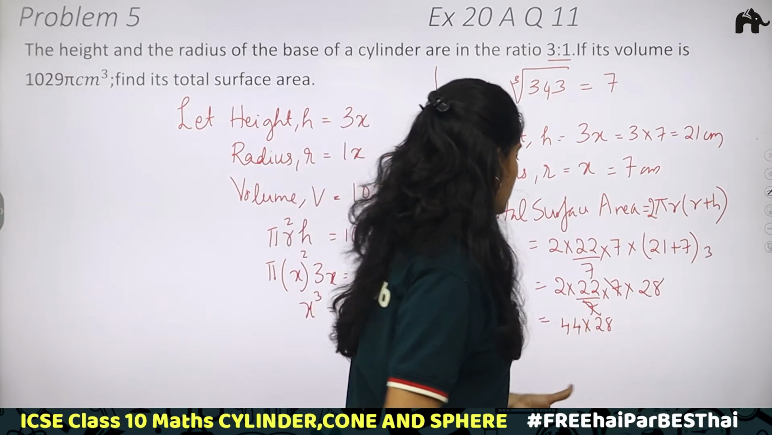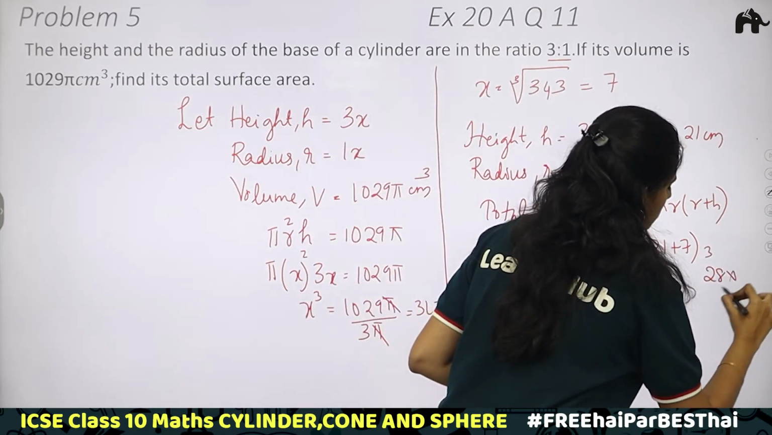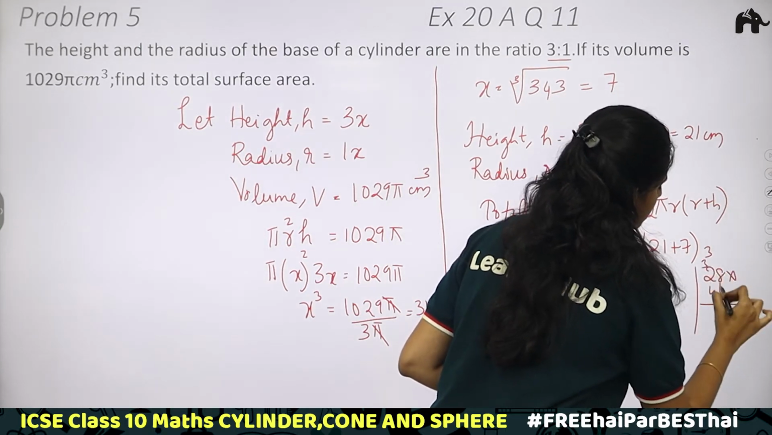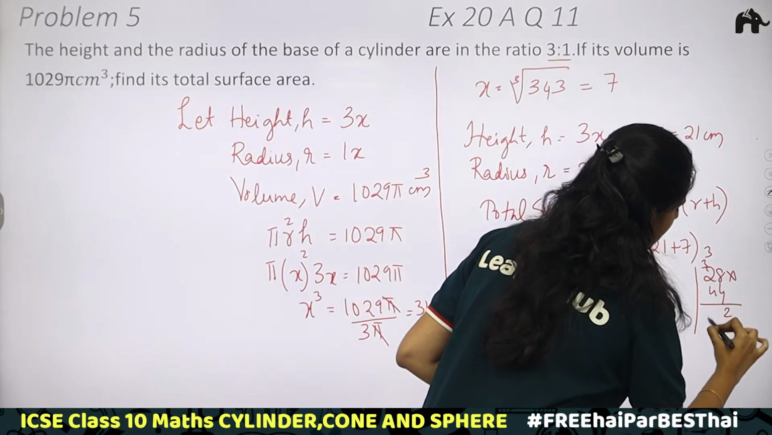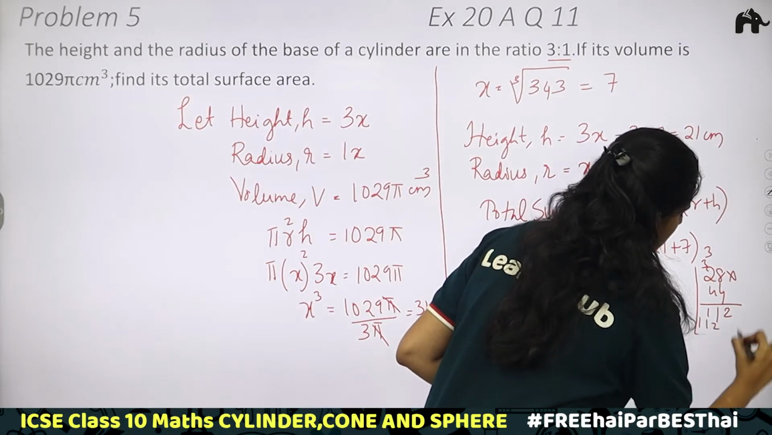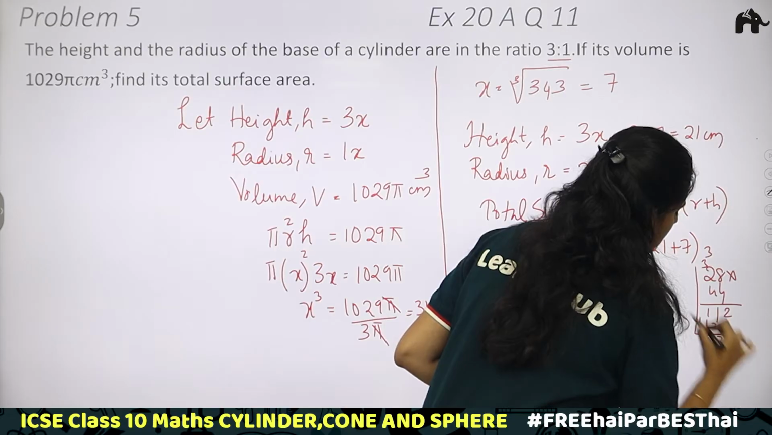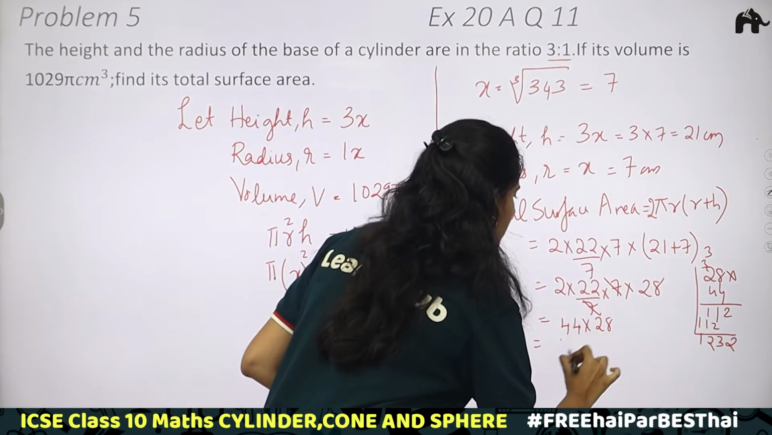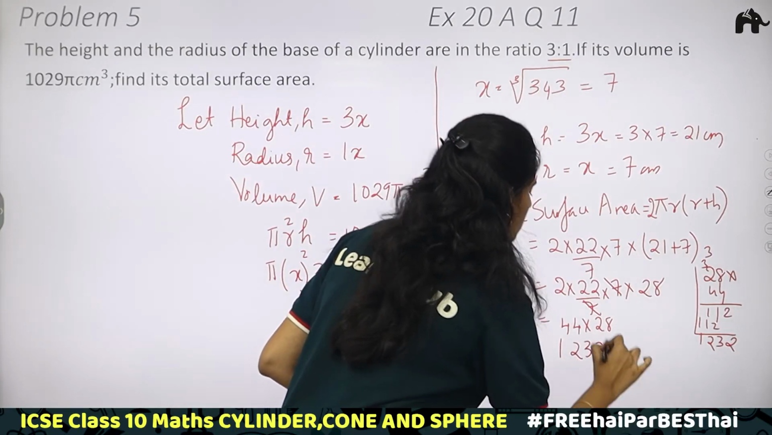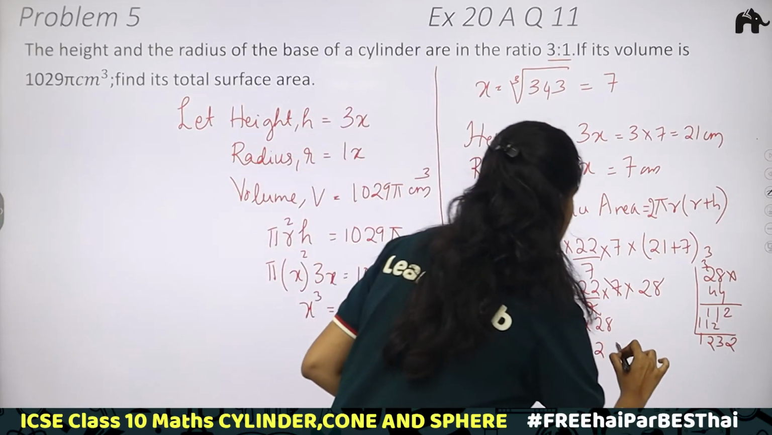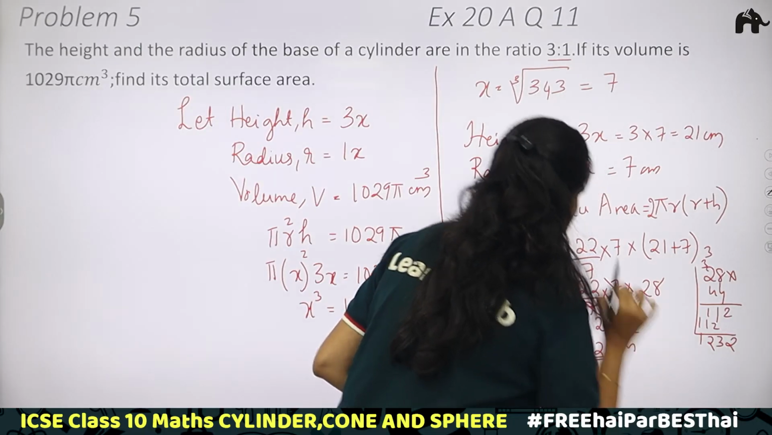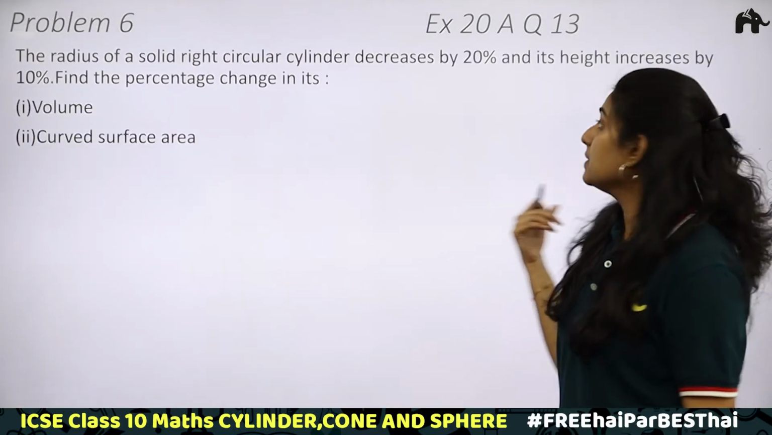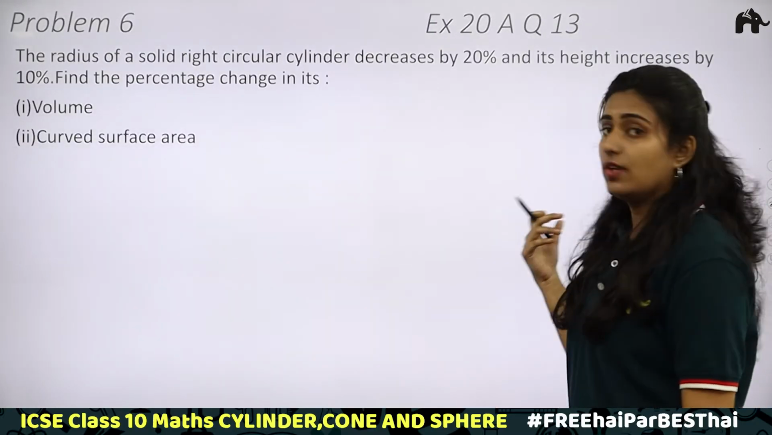Multiplying 44 and 28. 28 into 44. 8 4s are 32. 4 2s are 8. 8 plus 3, 11. Again 1 1 2. 2, 3, 2, 1. So the final answer is 1232 and the unit for surface area is centimeter square. 1232 centimeter square.